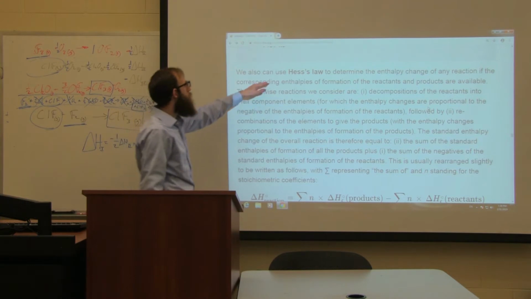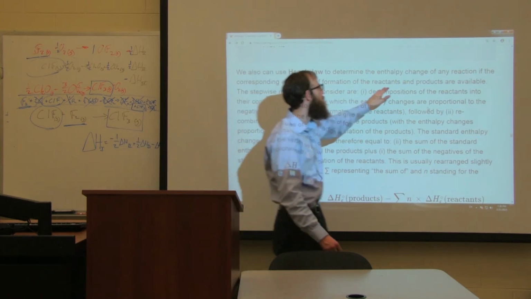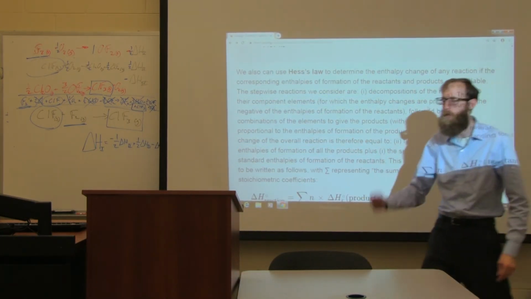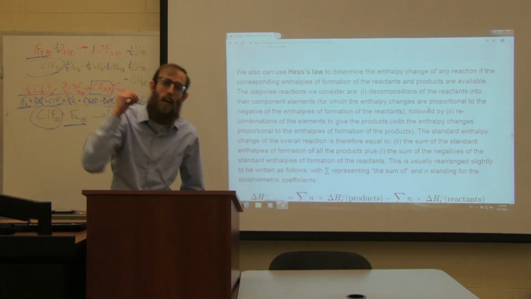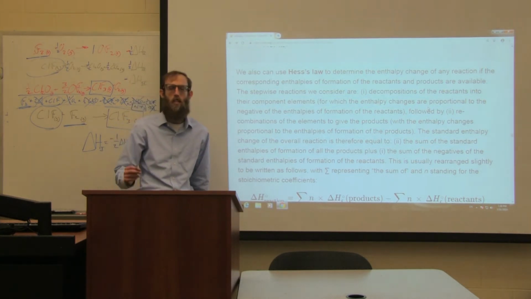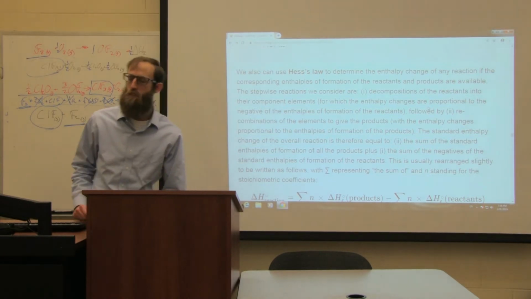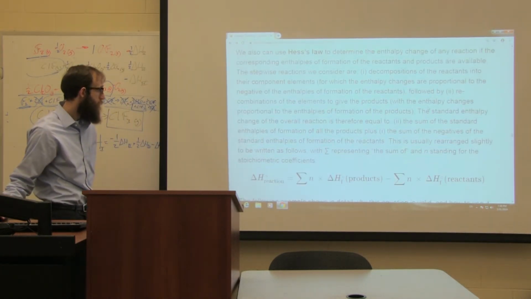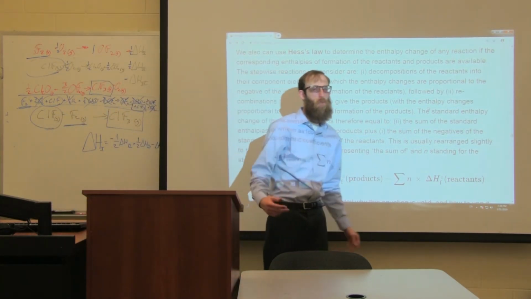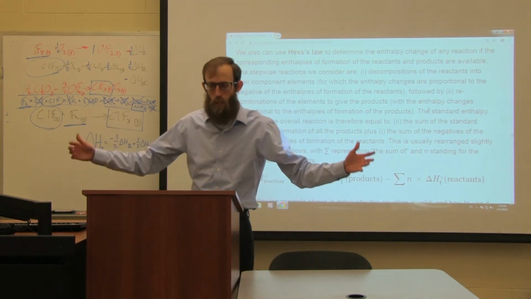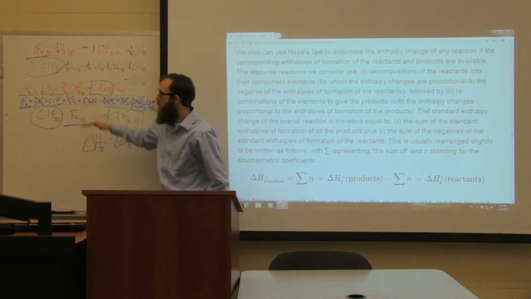So, we can also use Hess's law to determine the enthalpy change of any reaction if the corresponding enthalpies of formation of the reactants and products are available. If we have a list of enthalpy of formation values, which we just looked at in the back of the book, and we know the enthalpies of formation of those individual constituents, we can also determine the enthalpy change for the overall equation. Right? Hess's law is about breaking up this bigger reaction into stepwise components.